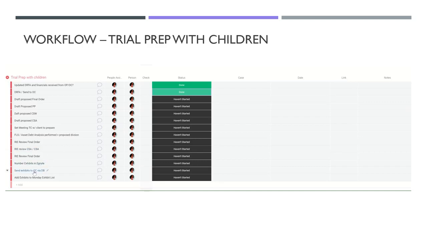Then I send the exhibits to opposing counsel via Dropbox ahead of time, because I don't like to waste paper. And then I add exhibits to the Monday exhibit list. So once each task is done, I just go through and click on the status here of what it's done. So that is my checklist for trial.